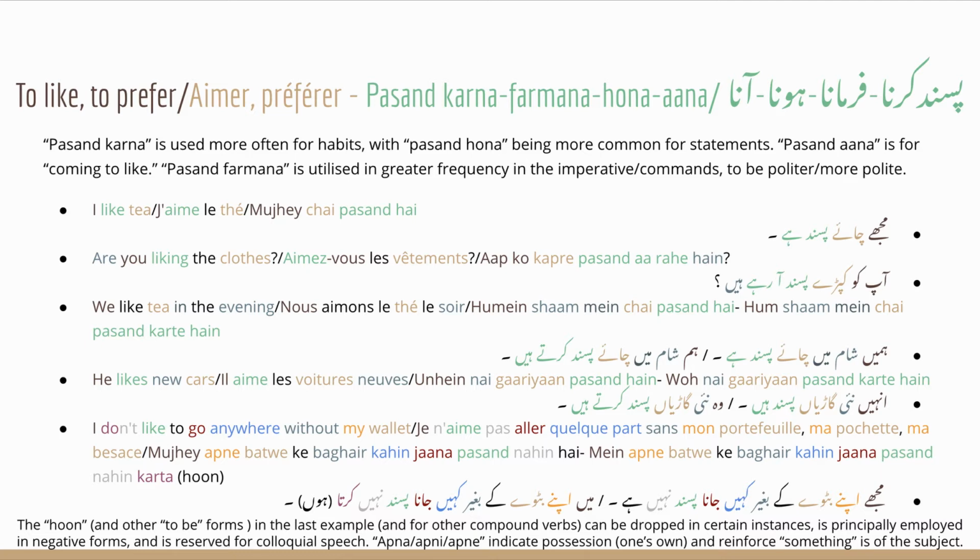Apna, apni, apne indicate possession. They're like one's own. So you can use this with any of the object pronouns. Like, unhe apni gaadi pasand hai. They like their car. It's kind of like they like their own car. That would be a rough translation. And so those indicate possession, one's own, and they reinforce that something is of the subject.